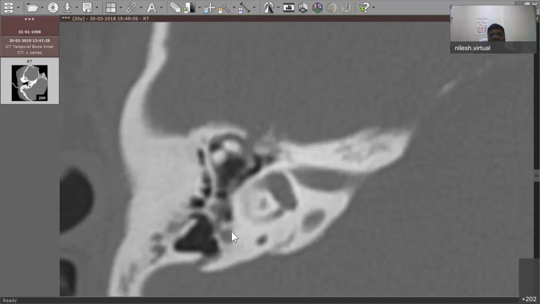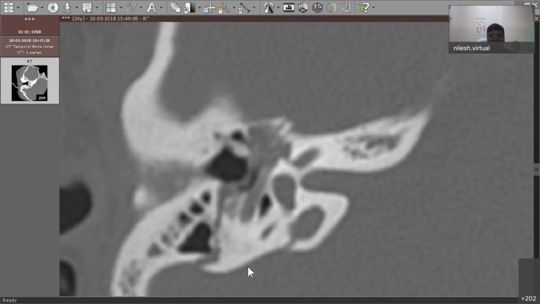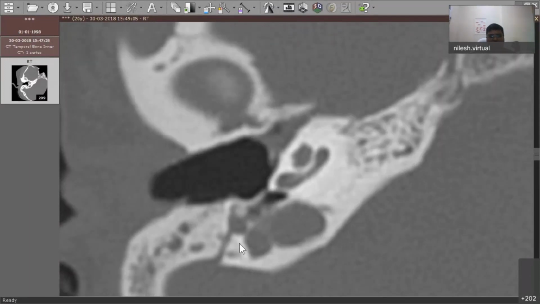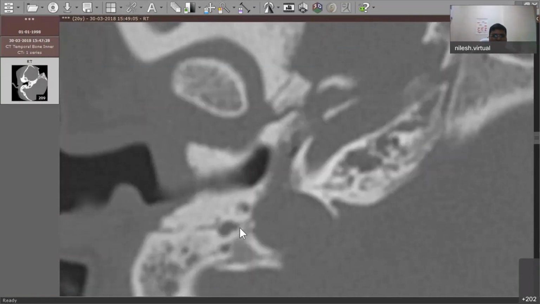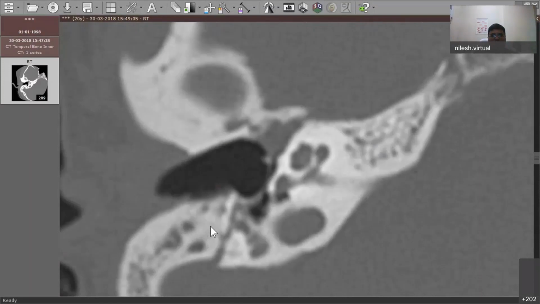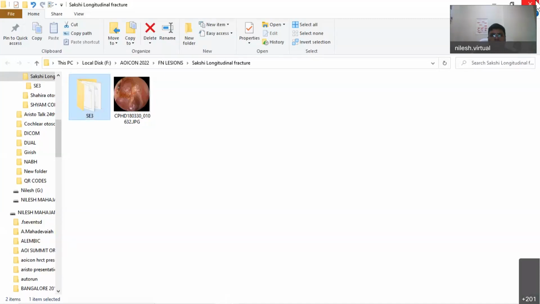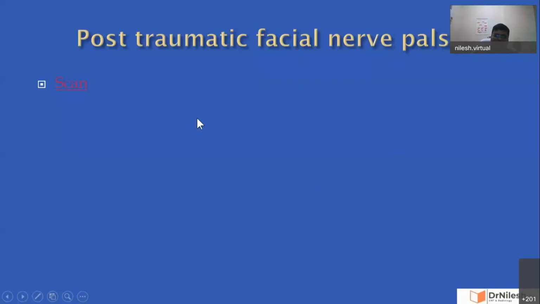So the facial nerve is affected in the perigeniculate area, then in the proximal vertical segment, and then in the distal vertical segment. So many fracture lines in a single scan you can see here. So this is how it looks in post-traumatic facial nerve palsy.